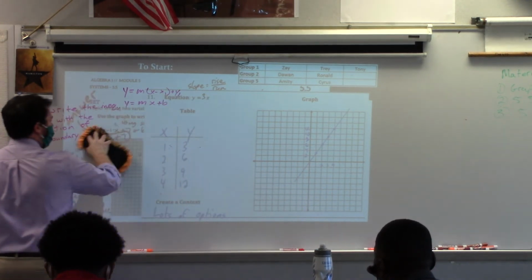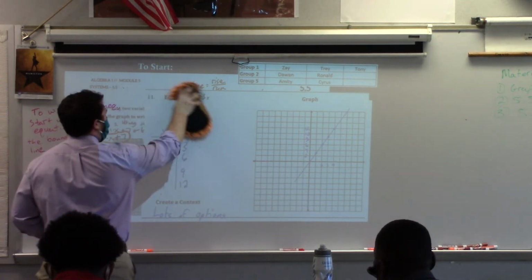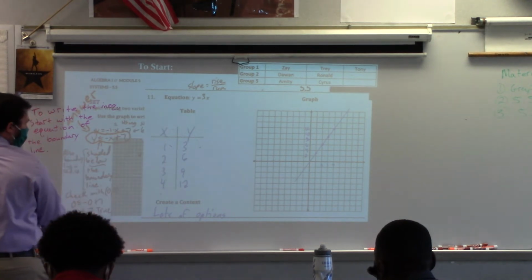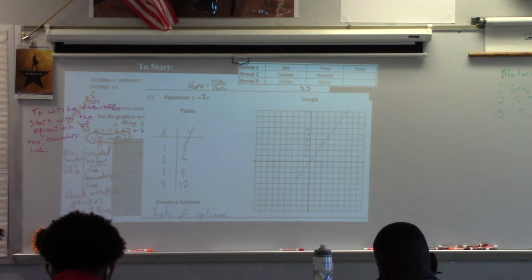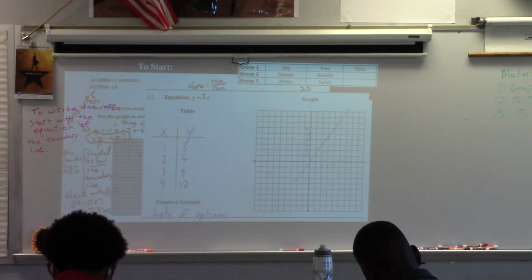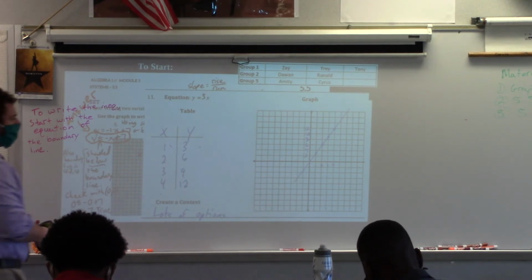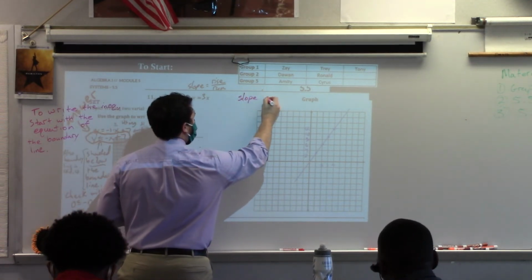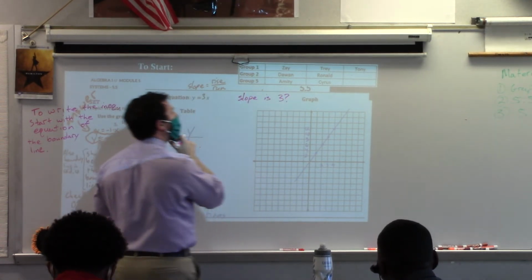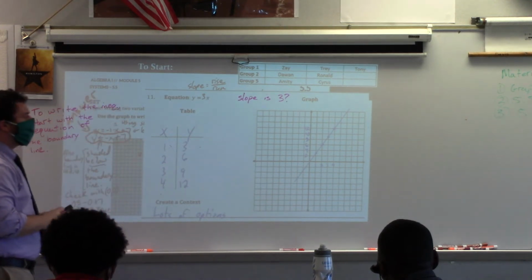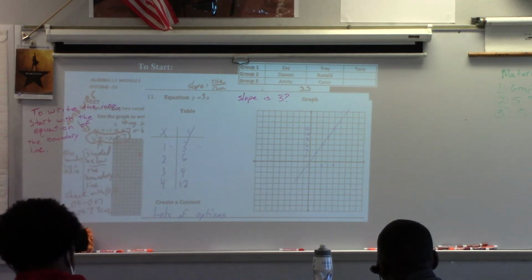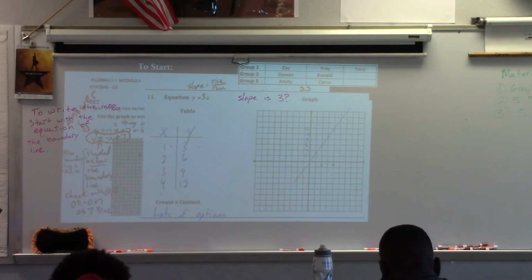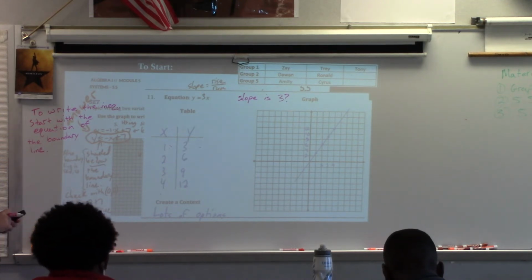So last detail, this should not be too bad. Do notice, and Amity, I want to point out something you said earlier. I think earlier on yours it said slope is something. What do you think? Slope is 3? Amity wrote this on her paper. Is the slope 3 for this line? Tony, where do you think that Amity got that the slope was 3?